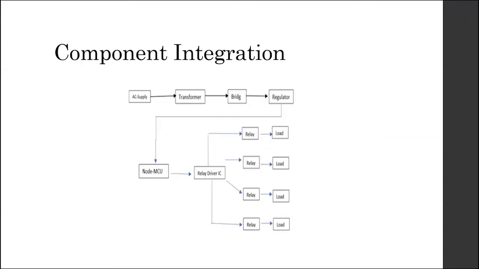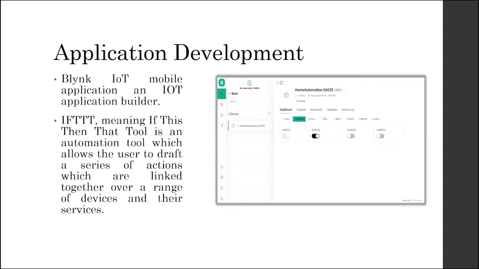This is the component integration of our prototype. First we need power from the AC supply, because the NodeMCU requires DC current. So it has a transformer, then a bridge and regulator to regulate the current. Then four pins of the NodeMCU are connected to the relay driver. That's why it has four relays, and four loads are connected, one to each relay.